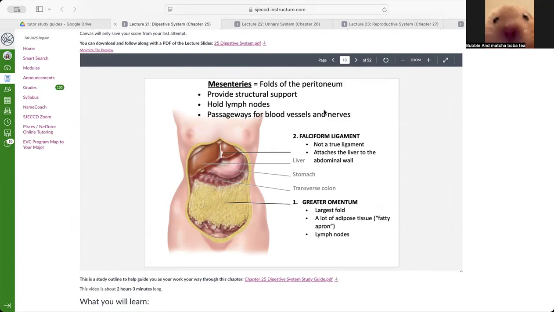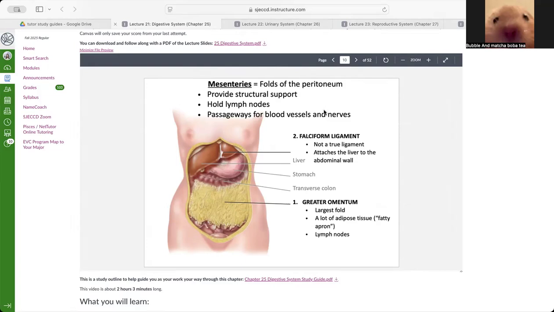And the way I remember this is they call it the great fat apron, because it's like a big fat immune apron covering the guts. The trick: it's the greater omentum. It kind of looks like an apron and it's used for lymph nodes, which is kind of like for immunity. And then we have the falciform ligament.